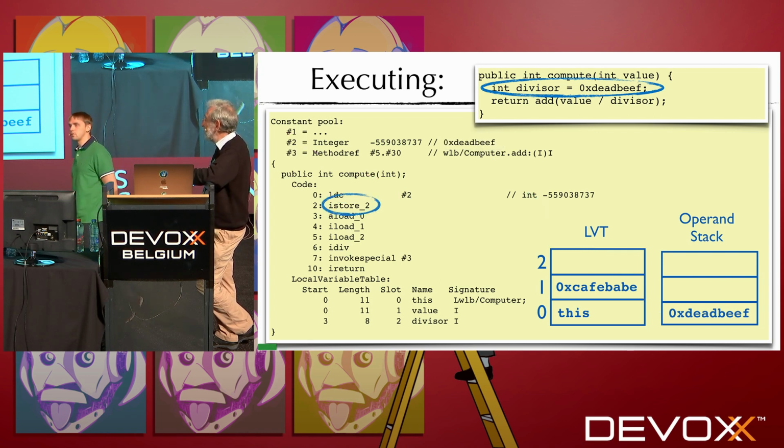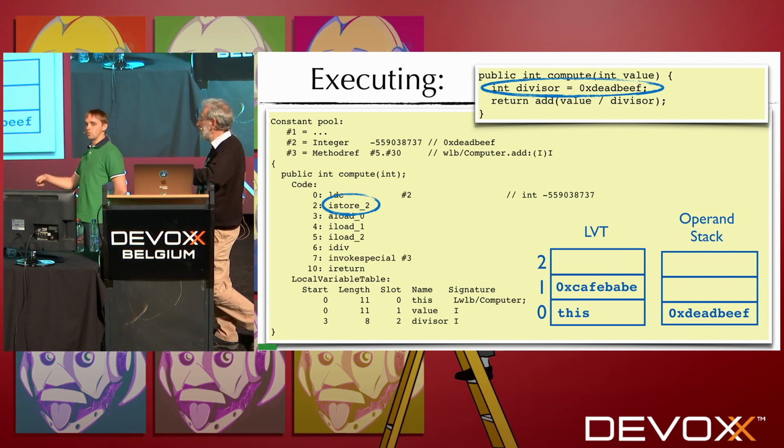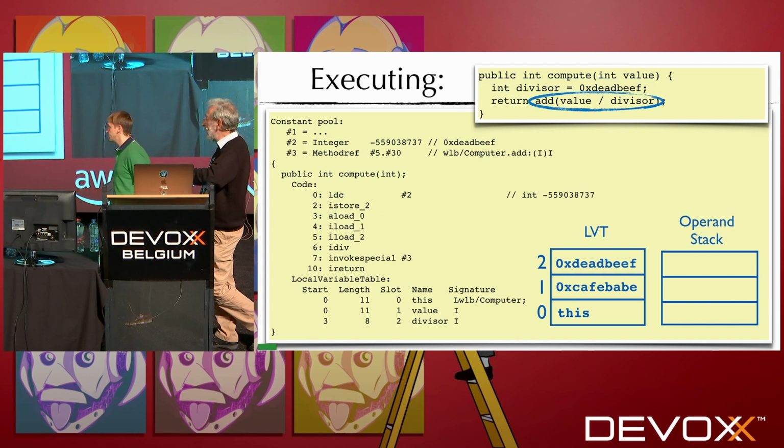Then we do the istore. Istore is funny because it actually loads something from the stack and stores it in the local variable, so the deadbeef then goes into the offset 2 into a local variable array. What's that I at the beginning of the istore? Well, I stands for integer. So it's funny, there are bytecodes that are special, like I and L and F and D and so on.